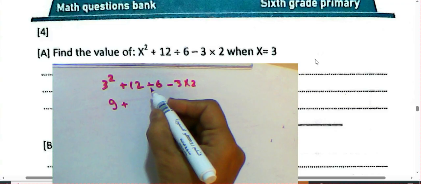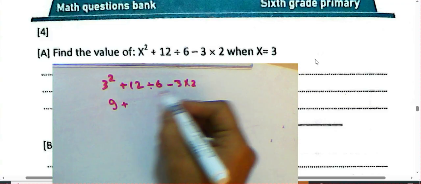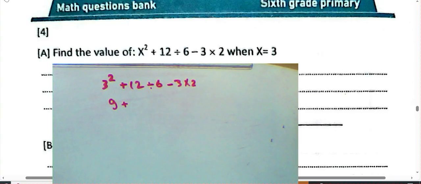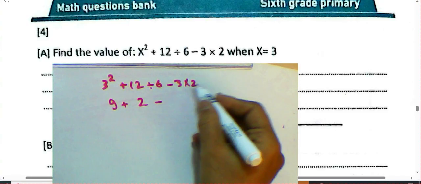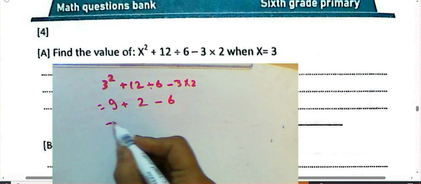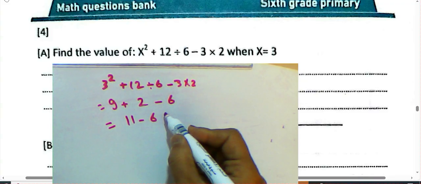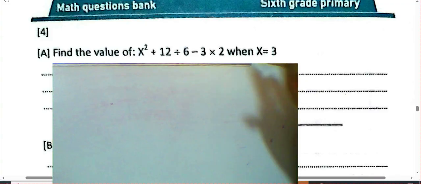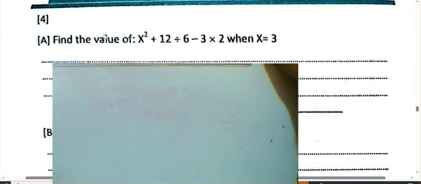And then division and multiplication. First come, first served. 12 divided by 6 equals 2. Subtracted by 3 times 2 is 6. Then 9 plus 2 is 11. 11 minus 6, it will be 5. Next question.